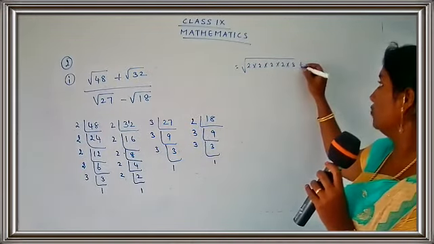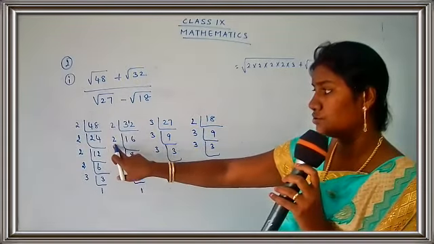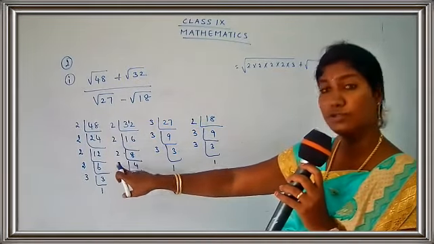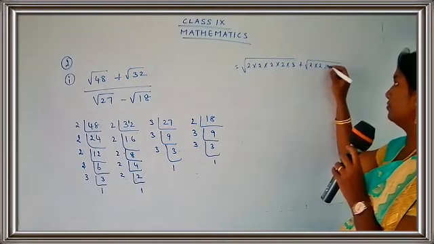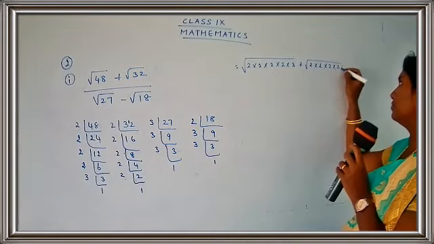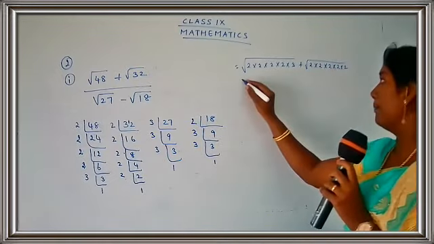Plus root 32. What is root 32? 2 into 2 into 2 into 2 into 2. Totally 5 twos we have. So just put here properly 2 into 2 into 2 into 2 into 2. 1, 2, 3, 4, 5. Check your answers also.